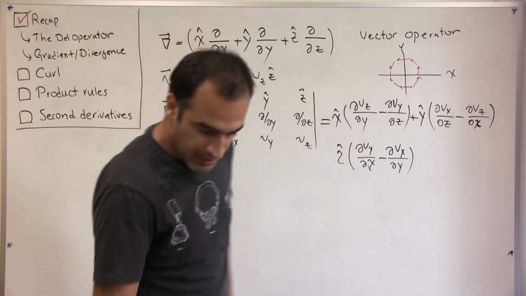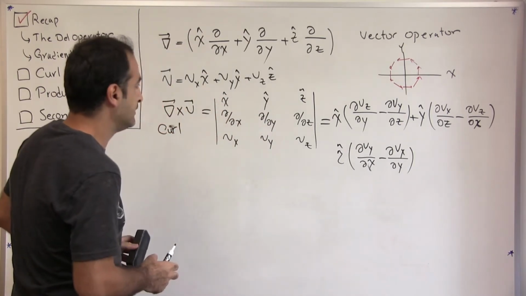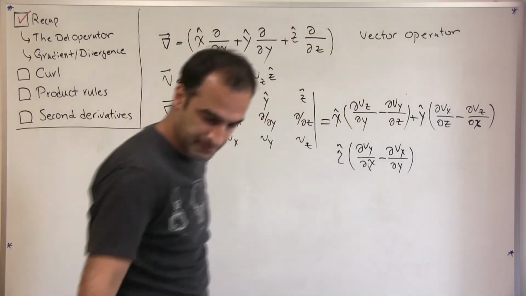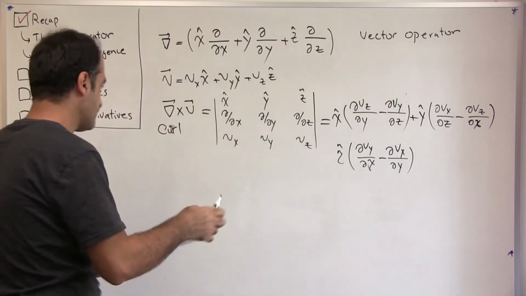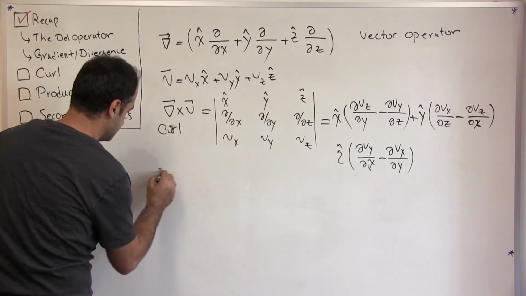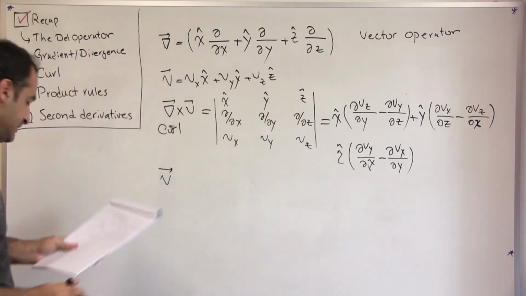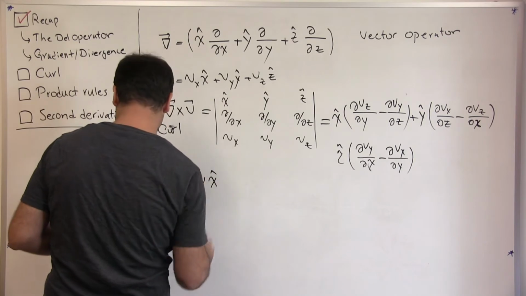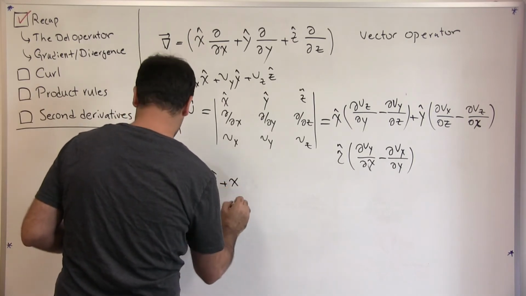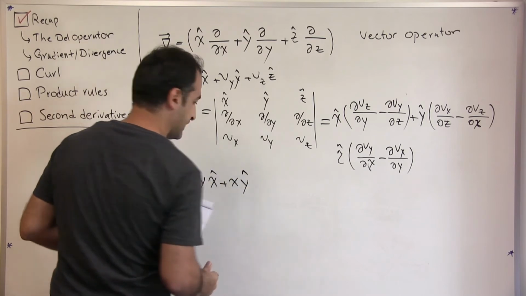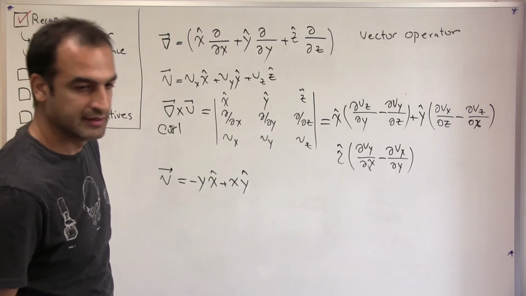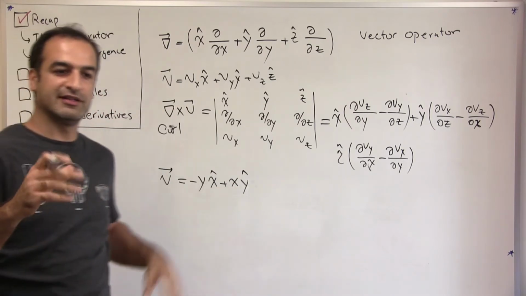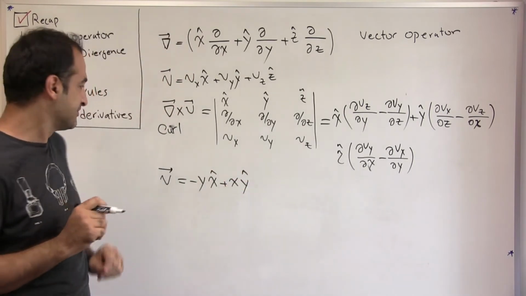Let's get rid of this. So we have vector field V being negative y times x hat plus x times y hat. Okay, so negative y times x hat, x times y hat. Let's first try to draw this and see what vector field it represents.